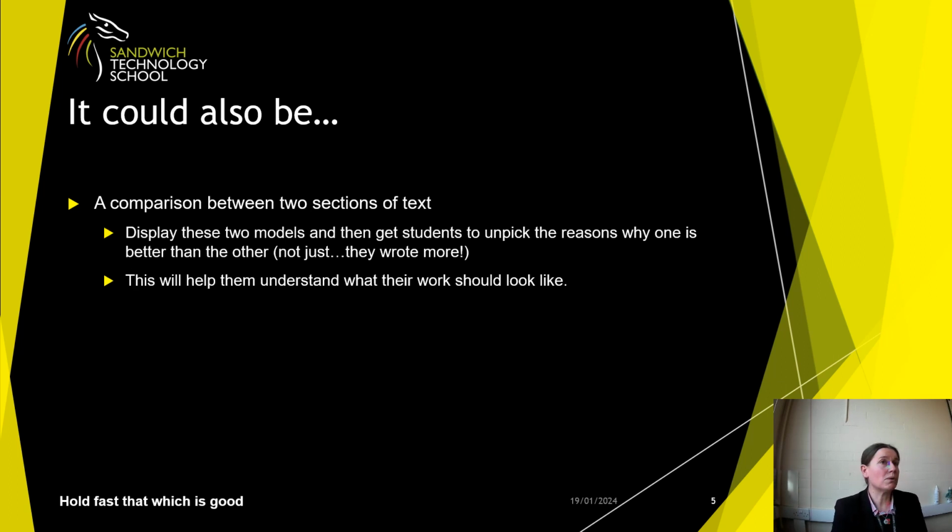If we're thinking about some other subjects, it may well be that we're doing a comparison in history between two different sources, in English between two opening paragraphs. So a nice simple way to do these multiple models here is you get those two examples side by side and then get the students to unpick the reasons why one is better than the other. And of course we need to watch out for them just sort of saying that one's longer. Cool, just because there's more writing doesn't mean it's better. And then we can start to unpick what makes it better.